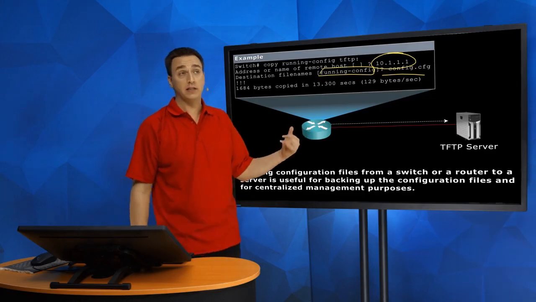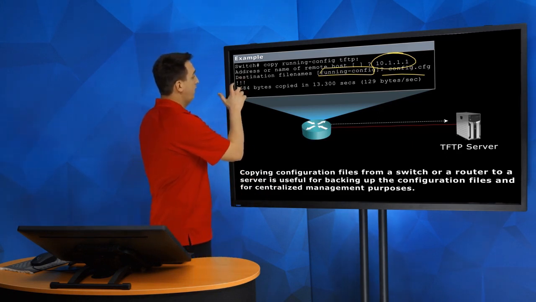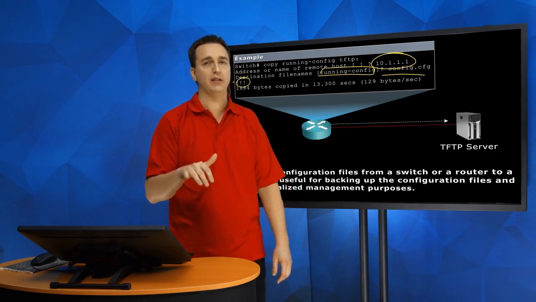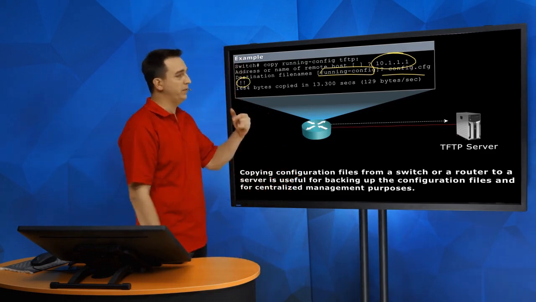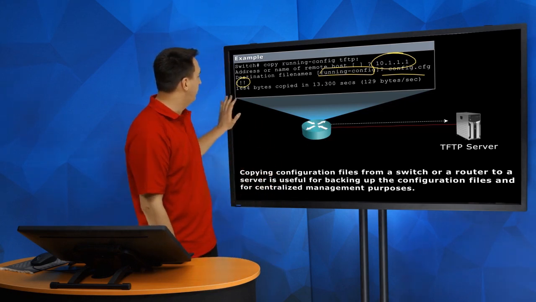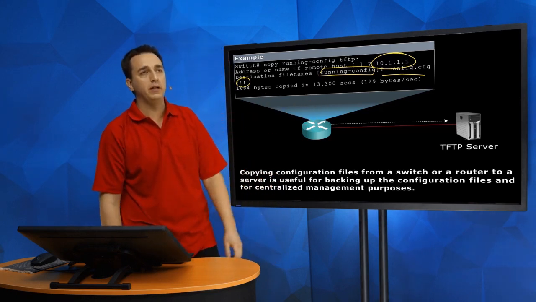And how do I know it successfully transferred was this. If I see periods, that's no good. Periods are no good. It means the transfer was not successful. If I see exclamation marks, then the transfer was successful. And it would also tell me here that so many bytes were copied in so many seconds.